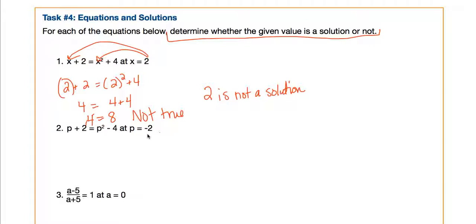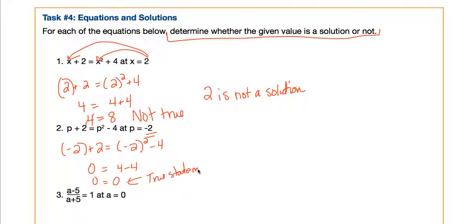And this one, be careful with these because it has a negative. So if I plug it in, I have negative 2 plus 2 equals negative 2 squared minus 4. Put parentheses around the negative especially. Negative 2 plus 2 is 0. And then negative 2 squared, if you put that in the calculator, you have to put parentheses around it. You're going to get 4 minus 4, which equals 0 as well. So that is a solution because this is a true statement. Okay. So that's how those work.